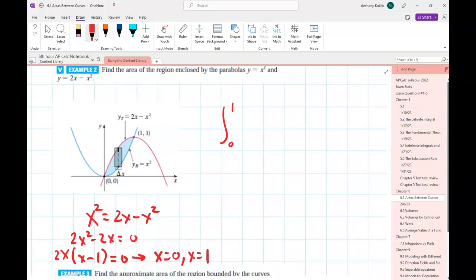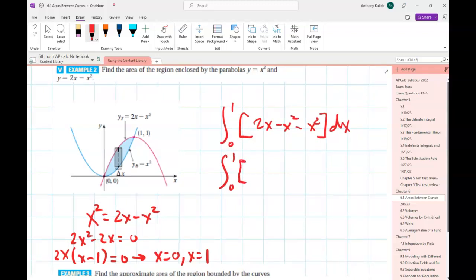Everybody feel happy with what we did to find the bounds? Yeah. All right, so we have that. So then we're just going to do the top, which is 2x minus x squared, minus the bottom, which is x squared, dx.